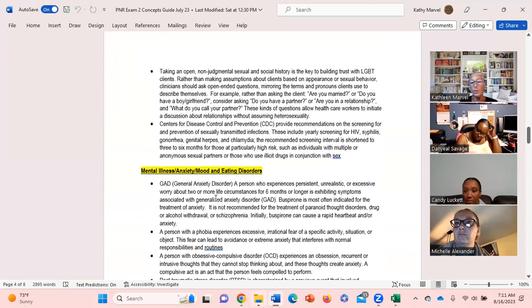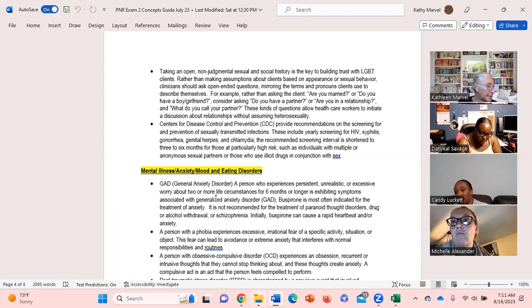Talk in an open, non-judgmental way as we're obtaining the sexual and social history. We don't make assumptions based on appearance or behavior. Rather than asking boyfriend, girlfriend, ask partner, or ask are you in a relationship? This tends to encourage trust between the healthcare provider and the client.